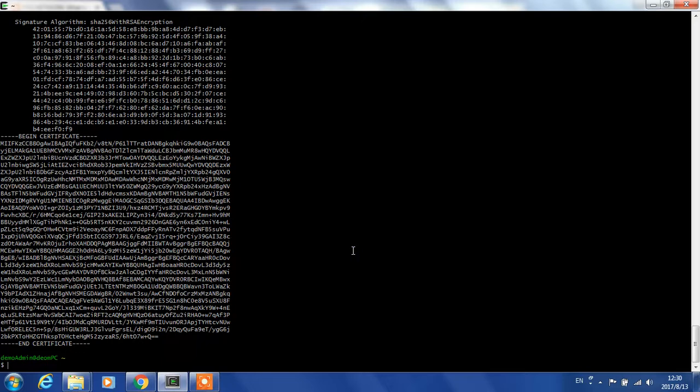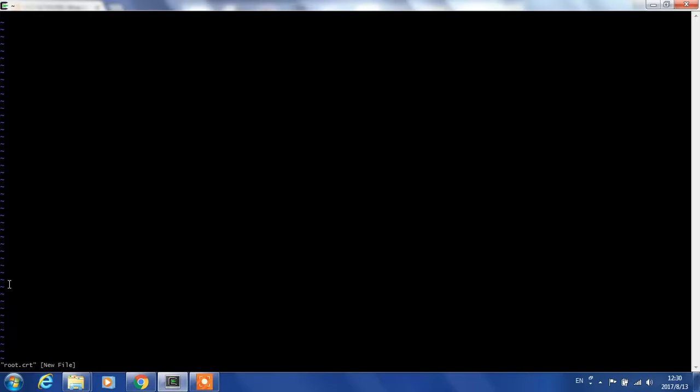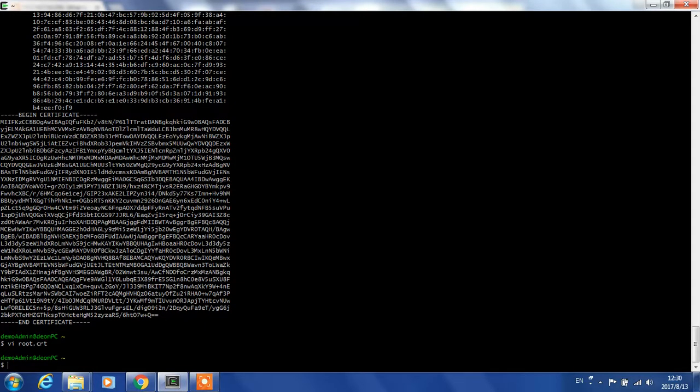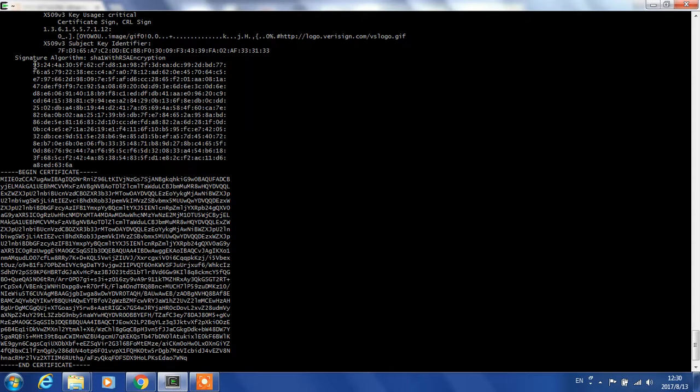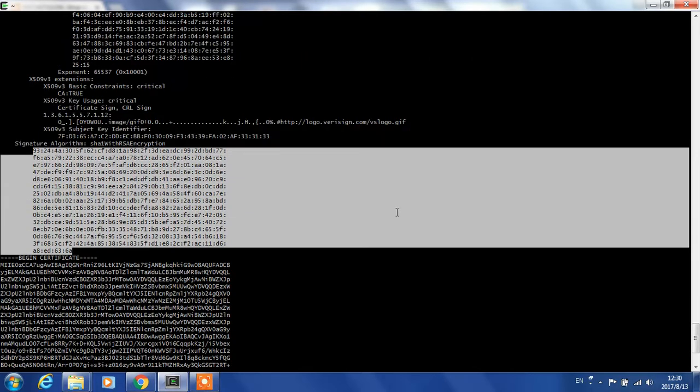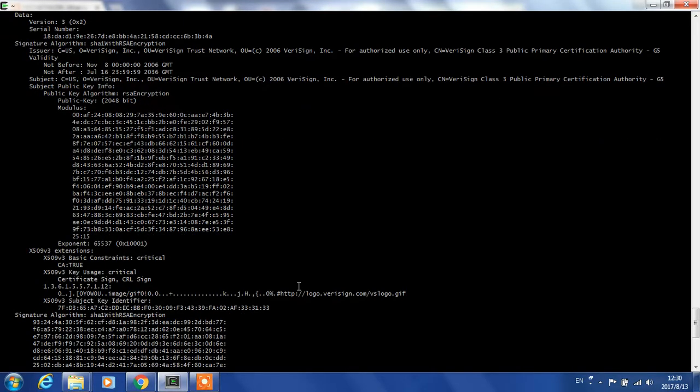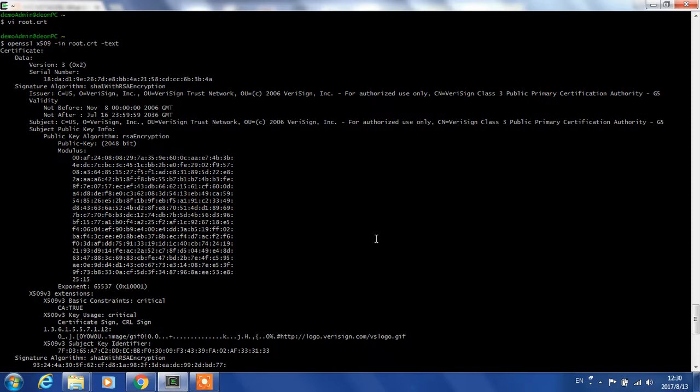And how do we know this really came from VeriSign? We can examine the contents. Okay, with openssl x509, input is the root CA, and let's check the contents. Here again, the signature is signed by VeriSign's own private key, and its public key in the file itself can verify this signature with a mathematical formula, of course.